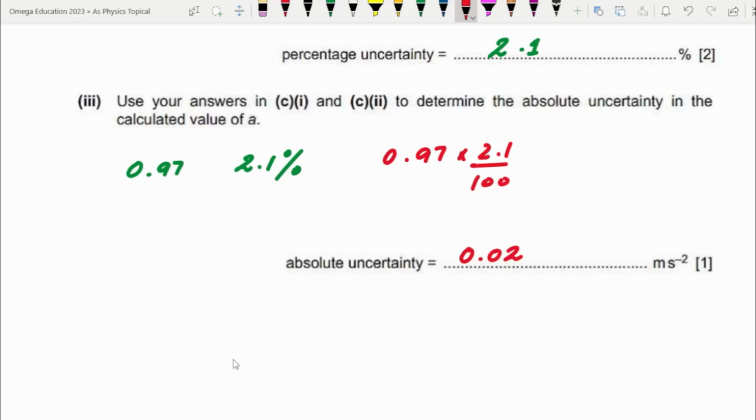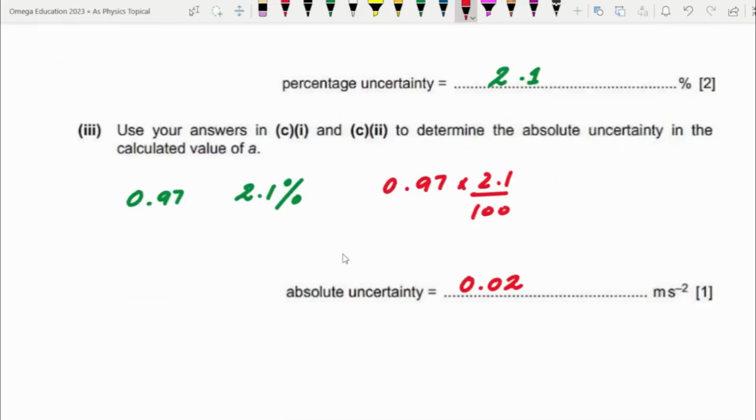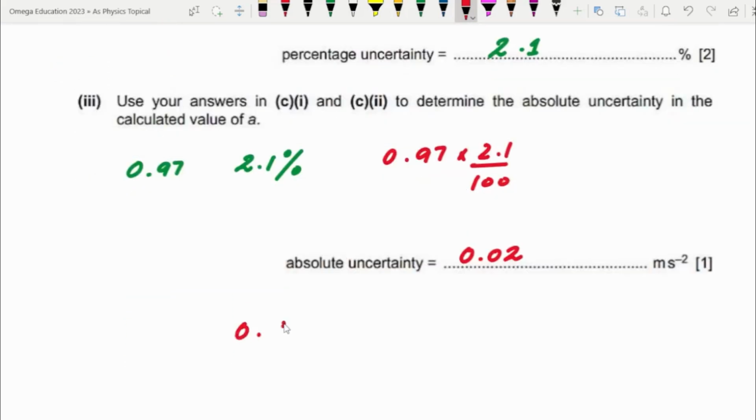So your final answer, if they ask you to write the final answer, it would have been written like this: 0.97 plus minus 0.02 meter per second square. The unit is with both of them, not with the first one, not only with the second one, but with both of them.